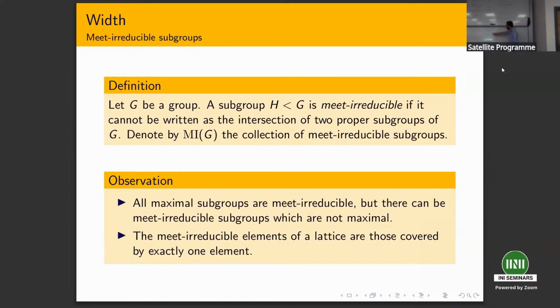So here, this subgroup Cp squared is not maximal, but it is meet irreducible. And just for later, I want to point out that this is a completely lattice theoretic term. It corresponds to the meet irreducible elements of the lattice. These are those elements in the lattice which are only covered by exactly one element. And this will become relevant in a slide soon.